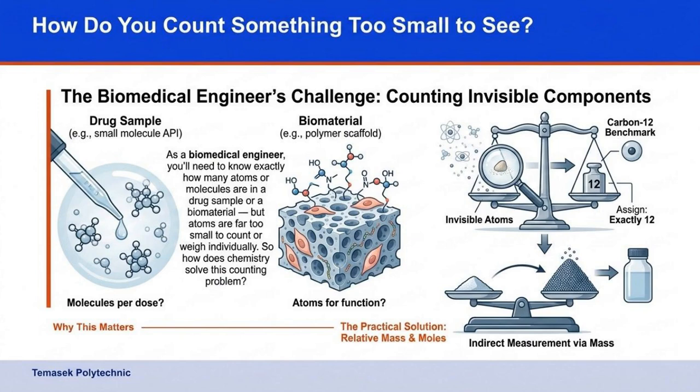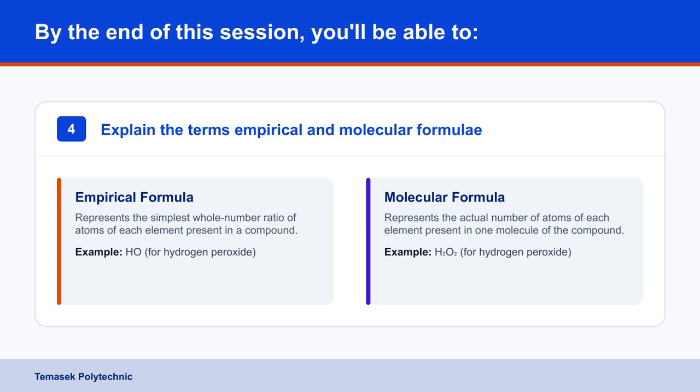Take a moment to carefully study this diagram and note the key relationships and values shown. By the end of this session, you will be able to explain the difference between empirical and molecular formulae. The empirical formula gives you the simplest whole number ratio of atoms in a compound. Think of it as a recipe scaled down to its smallest possible form. The molecular formula tells you the actual number of atoms in one molecule. Hydrogen peroxide is a classic example. Its empirical formula is HO, but its true molecular formula is H2O2.